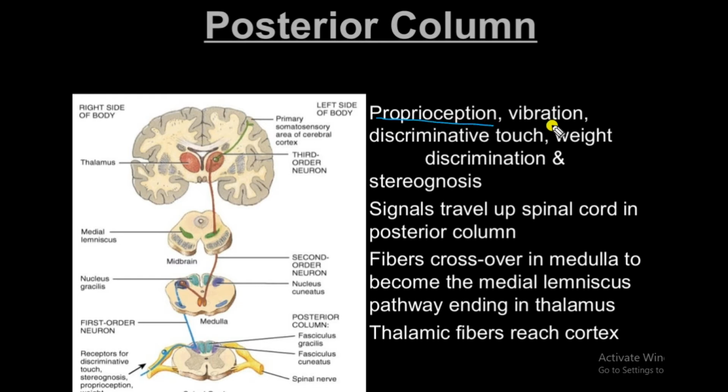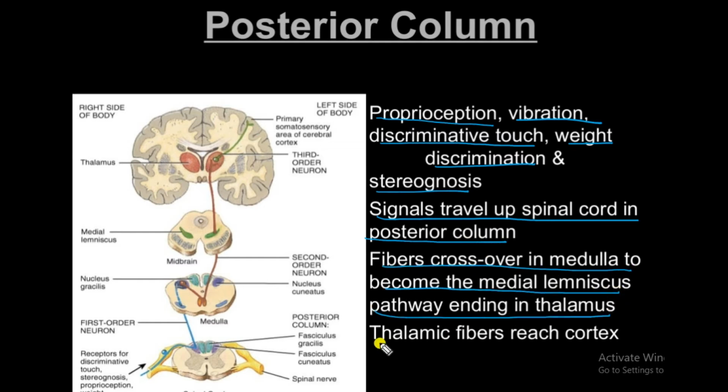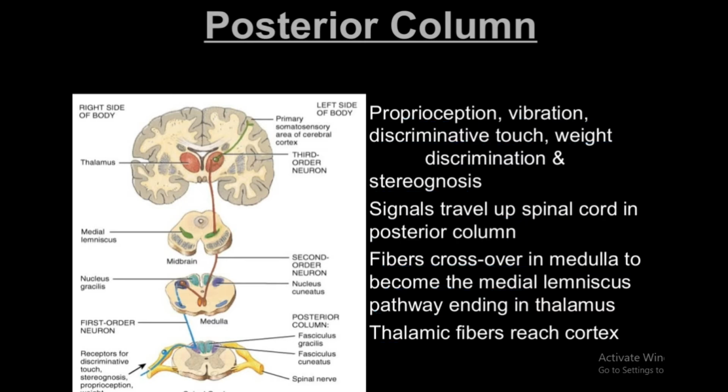The function of the posterior column, as I already said, is proprioception, vibration, discriminative touch, weight and discrimination, stereognosis. Signals travel up the spinal cord in the posterior column. Fibers cross over in the medulla to become the medial lemniscus pathway, ending in the thalamus. Thalamic fibers reach the cortex.